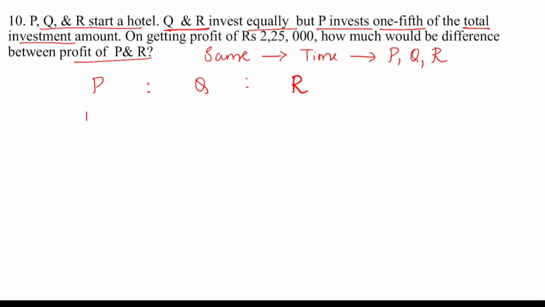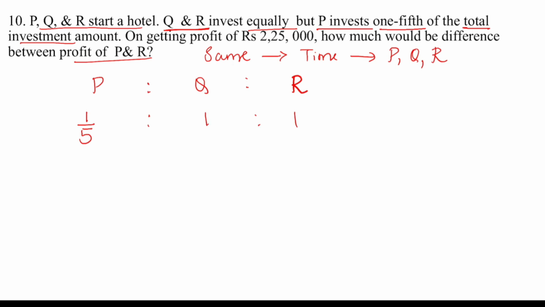We know that P invested 1/5 of the total amount. We don't know the total amount, so let it be 1/5. And we know Q and R invested equally. Equally means I will take it as 1:1. Okay. Then we want P's profit.